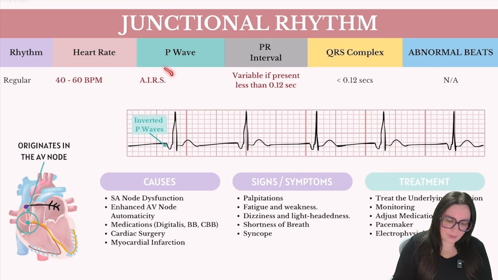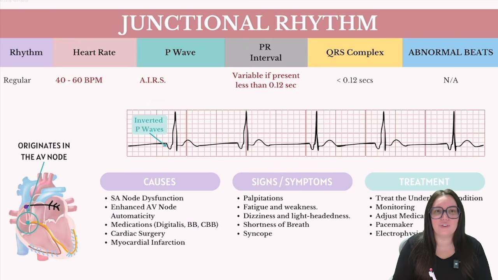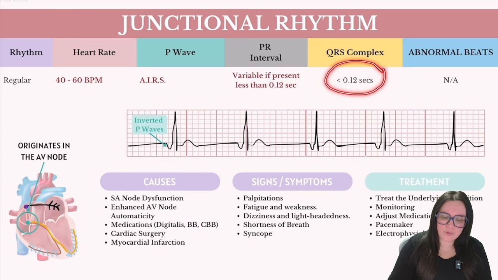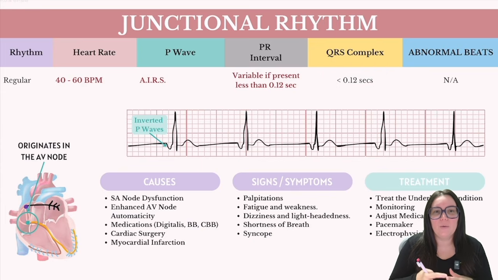P waves are either going to be absent, inverted, retrograde, or short in order for them to qualify as a junctional rhythm. The PR interval, if it is present, may be short, meaning it's going to be less than 0.12 seconds, or the interval is just not going to exist. And as we said before, anytime we have a rhythm that originates from the junction, we are going to see a normal and narrow QRS complex. Remember, if we see a big, wide, and ugly QRS complex, then we're most likely looking at something else.